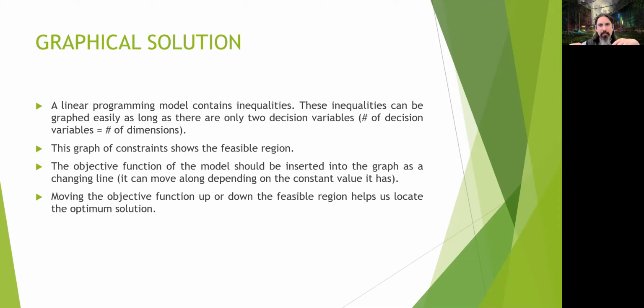Now, the graph will show us the feasible region. The graph will show us all the edges and corners. The graph will show us the objective function's positioning, which means you're going to see how it positions itself between those edges and corners. You're going to see what I'm talking about in a minute.